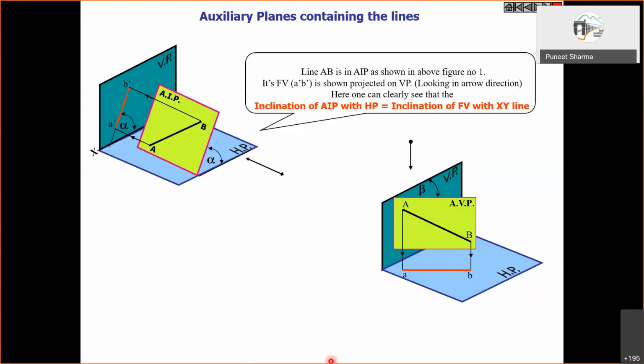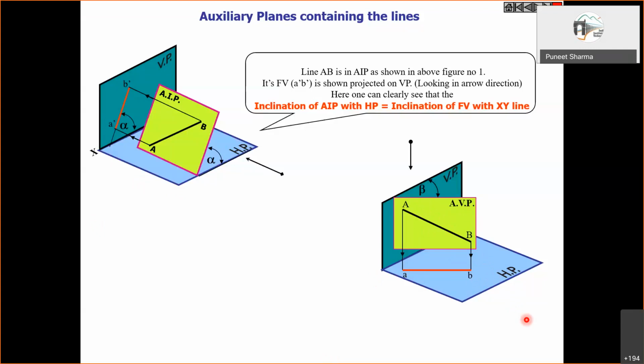Again, the same thing we were discussing about the earlier diagram, similarly we can discuss about this. The auxiliary vertical plane is perpendicular to the horizontal plane. So if we have the intersection of this with HP, then it will be a line which will be coincident with small b.